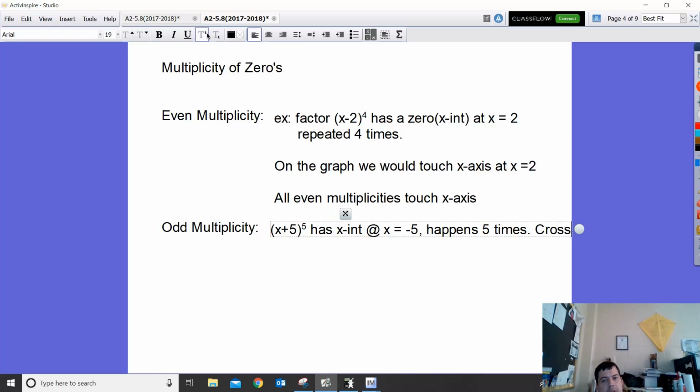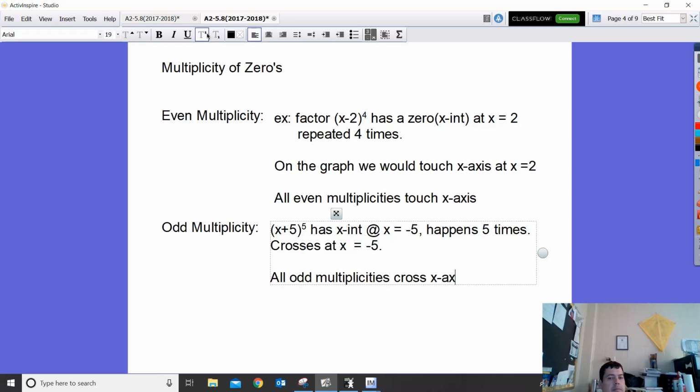It crosses at x equals negative 5. And that's the deal. All odd multiplicities cross the x-axis. And some kids really struggle with things on this. They really do struggle with multiplicity, especially when a factor doesn't have the exponent.